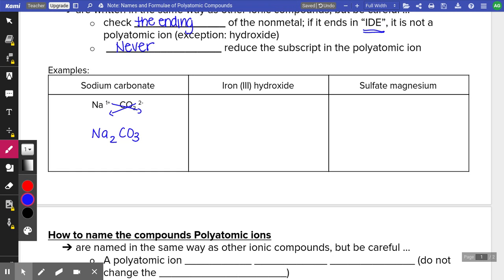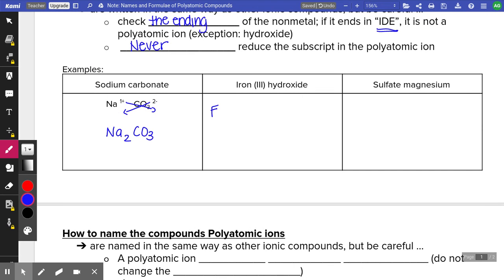Okay, iron hydroxide, iron 3 hydroxide. So again, iron 3 is a multivalent, so we know that it's going to be a 3+ and an OH minus. We're going to do a little crisscross method. We're going to end up with Fe(OH)3. So notice how here the polyatomic ion is kept in parentheses, and that indicates that there are actually 3 of these OHs present in this compound.